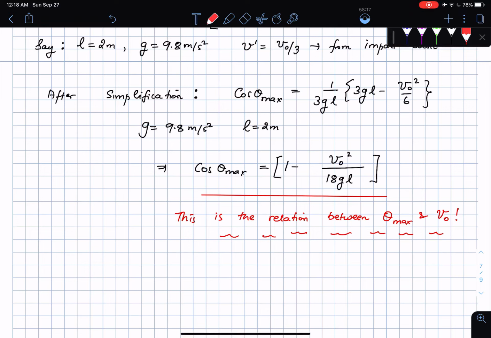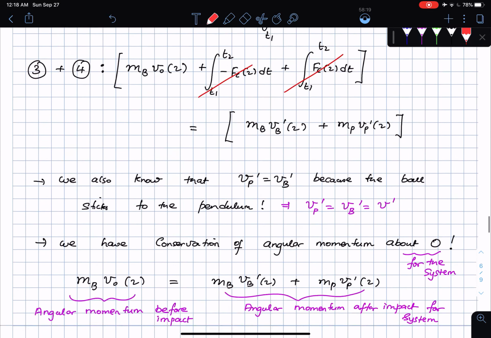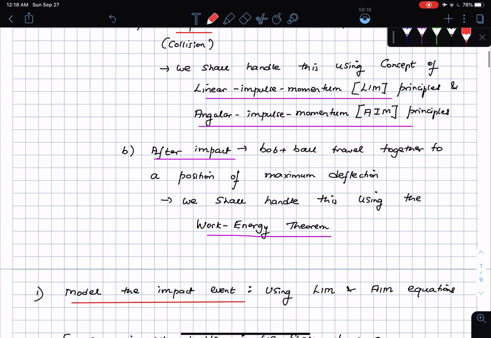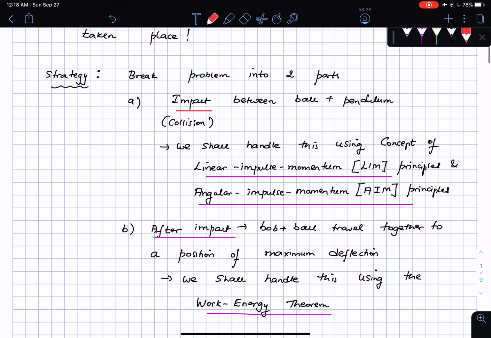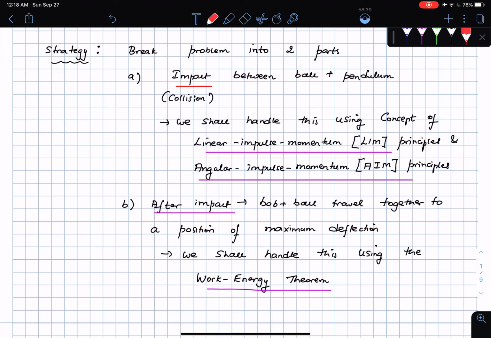Very briefly, since I have 2 minutes left before it's an hour, let me go back to the main problem. Here was a pendulum sitting there minding its own business. A ball comes and strikes it. Find the relationship between the velocity of the ball and the maximum deflection. I model the impact event using the ideas of linear impulse momentum and angular impulse momentum. After the impact, to find the maximum deflection I can make use of work energy techniques.